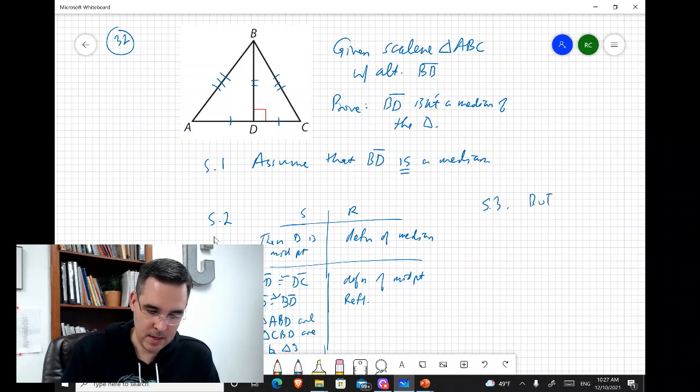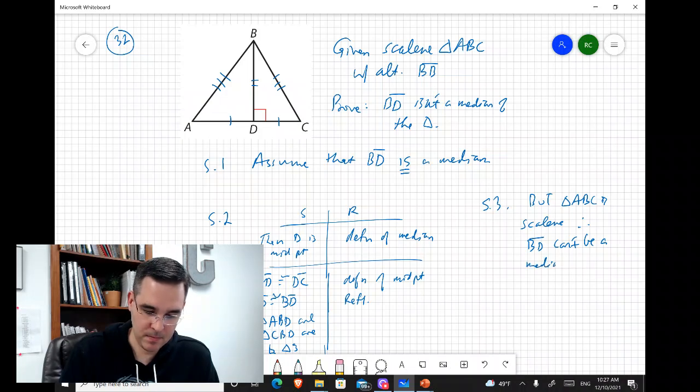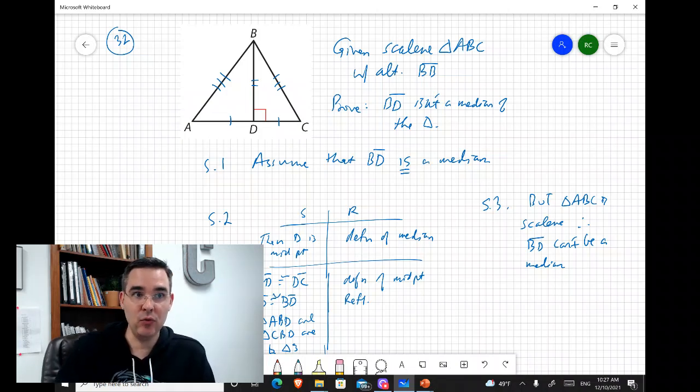But triangle ABC is scalene, therefore segment BD can't be a median. This is a really good example of an indirect proof. I assume that BD is a median, so I'm assuming the opposite of the Q in my original conditional.